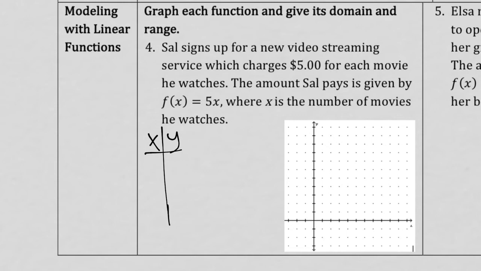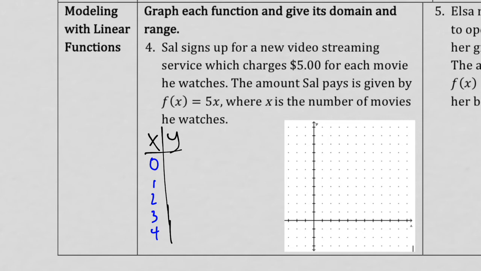What is the lowest number of movies that he can watch? Well, technically 0, right? If he doesn't watch any at all, he can just do 0. So let's start with that. Although if he's signing up for the video streaming service, I don't see why he would watch 0 movies. He should be watching 1 or 2. But 0 is technically the lowest number that he can watch. And then he can watch 1 or 2 or 3. That should be good. Let's go up to 4. Why not? So 0, 1, 2, 3, and 4.